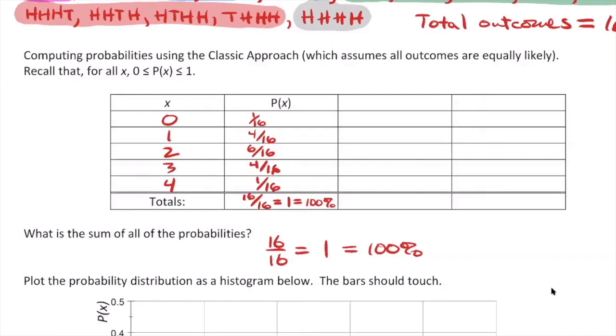Looks like we have to compute these on our calculator. So 1 divided by 16 is 0.0625. So I'm just going to put that in next to all this. 4 out of 16 is 0.25. 6 out of 16, I'm guessing, is 0.375. 4 out of 16 again, 0.25, and 1 out of 16 again, 0.0625.